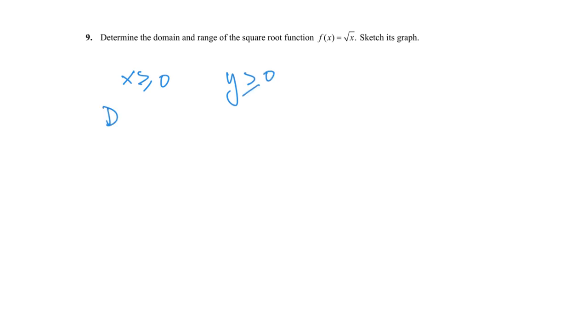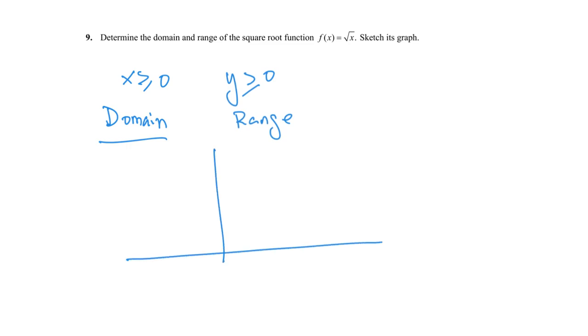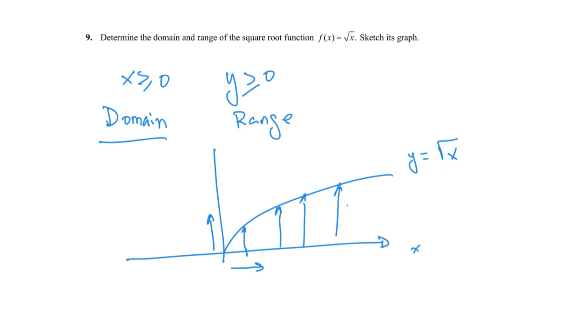So the x is the domain. The x should be bigger than or equal to 0. And the y is the range. The range should be bigger than or equal to 0. And the graph should look like this. So this is y equals square root of x. You see that the x values allowed are all the x that are positive, and the y outcomes will be all the y's that are bigger than or equal to 0. So this is the solution. Let's go to the next problem and we'll finish.